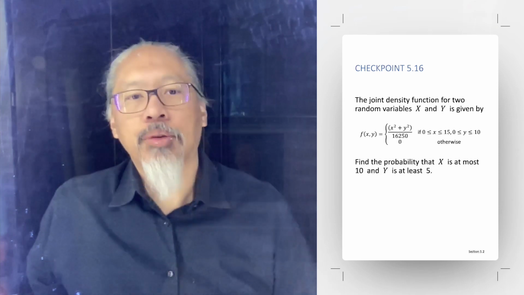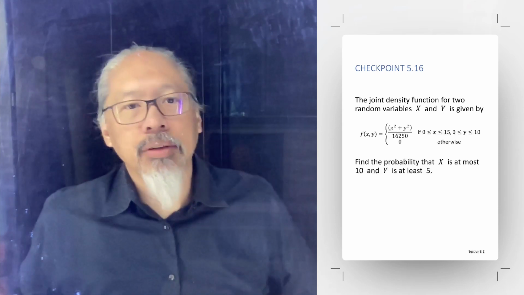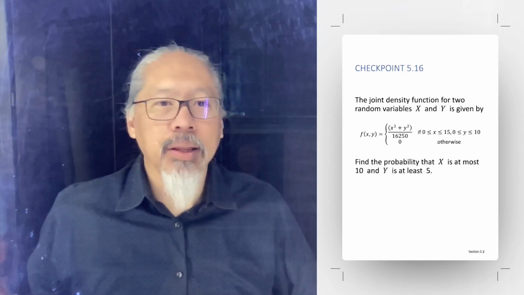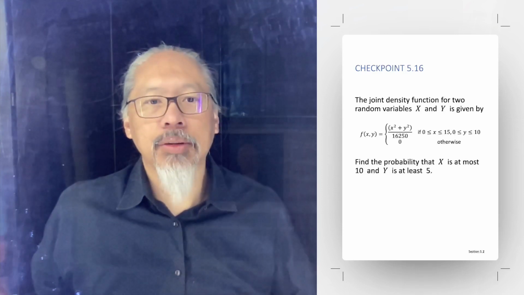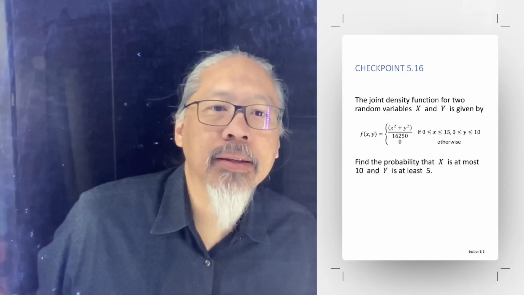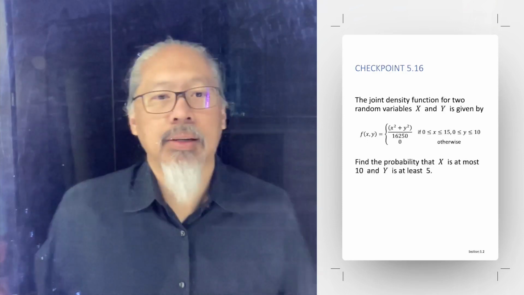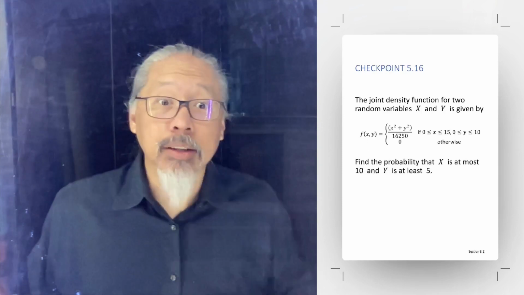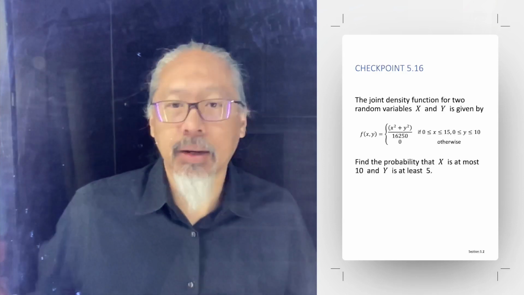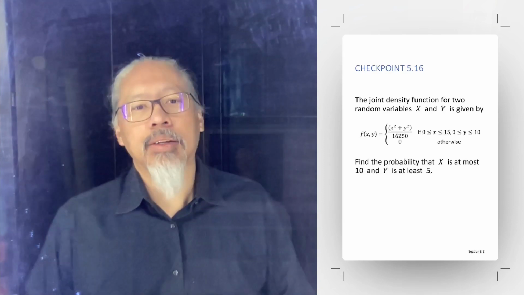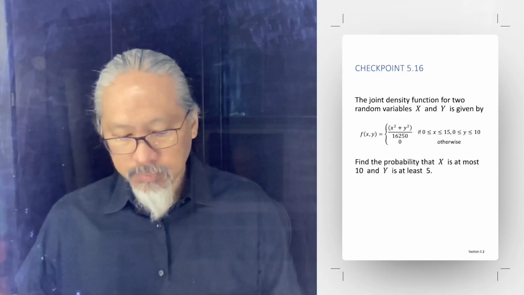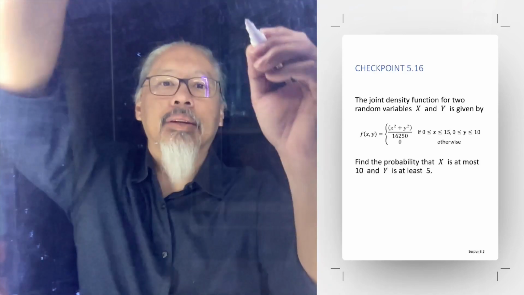Hello, in this checkpoint they want us to look at the joint function of random variables X and Y, given by this function. It's a piecewise function where it's equal to x squared plus y squared divided by 16,250, as long as x is between 0 and 15 and y is between 0 and 10. Otherwise it's just going to be 0. So the idea is that if we integrate this over that particular domain, this is our domain here.